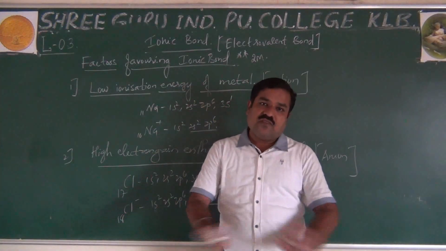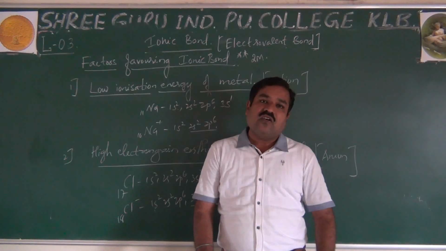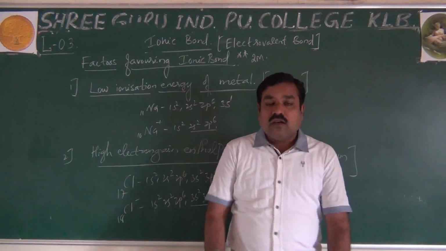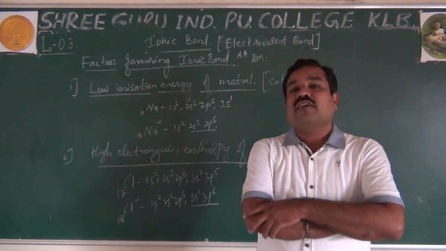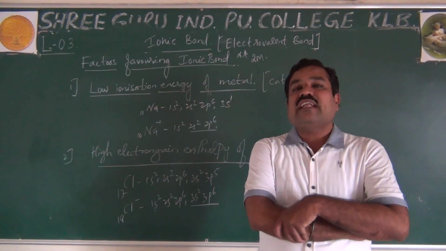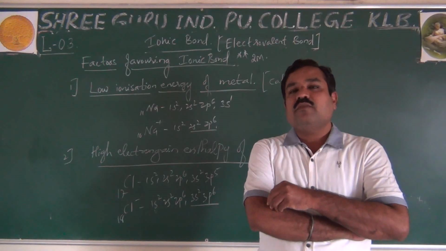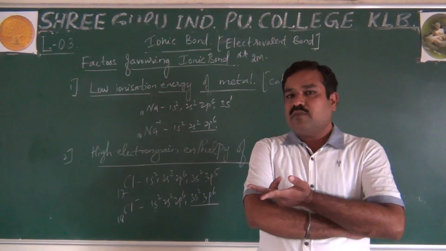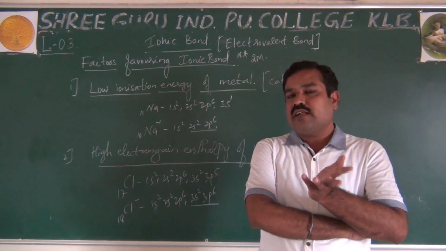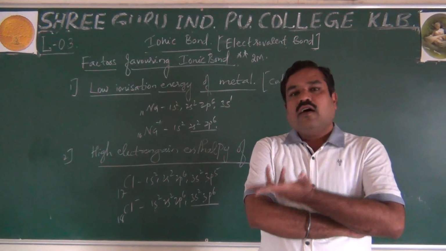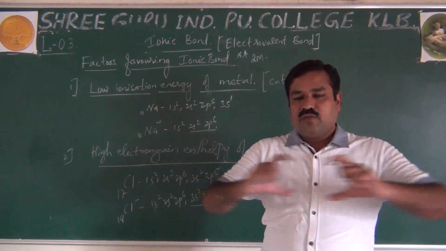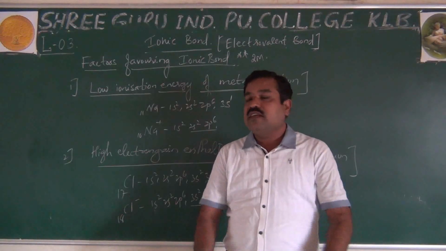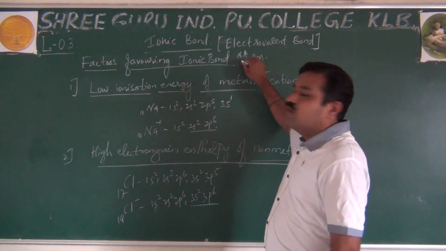The force of attraction between oppositely charged ions leads to formation of a bond called an ionic bond. Simple. That's why the third factor favoring is high electronegativity between the combining atoms. Compulsorily there are two atoms: one is a metal, another is a non-metal. The metal is less electronegative, that is electropositive, and the non-metal is electronegative. That's why a high electronegativity difference between the combining atoms leads to formation of an ionic bond.